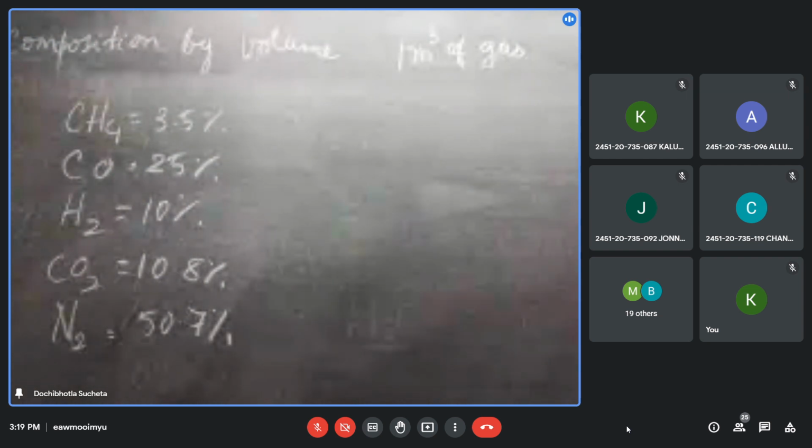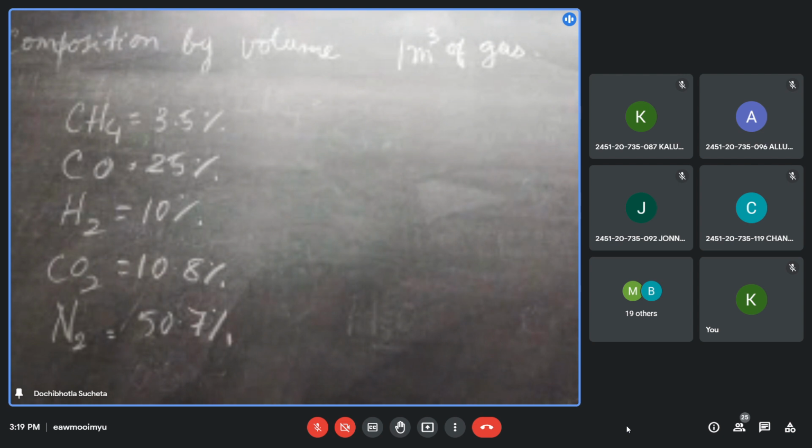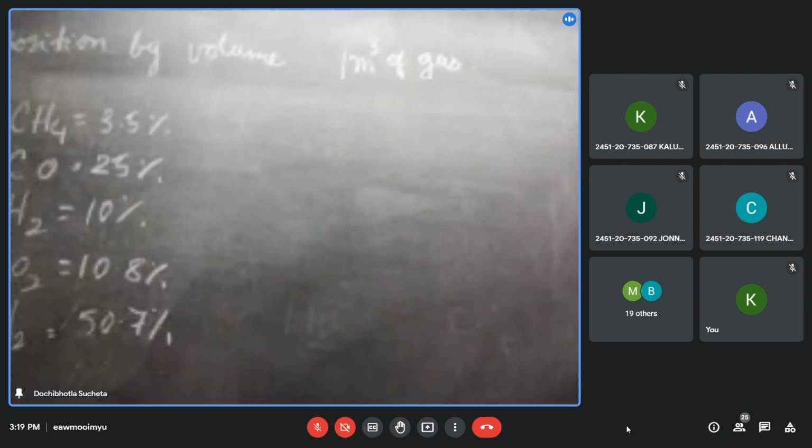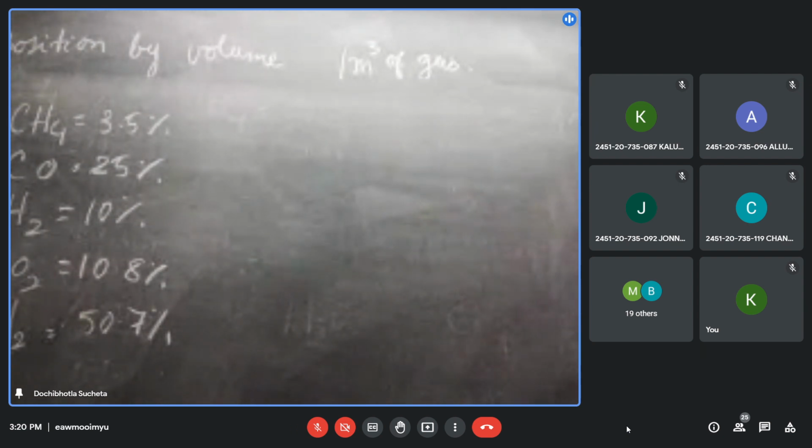Will you consider the amount of oxygen for carbon dioxide and N2? No. You'll stop at methane, carbon monoxide and hydrogen. Okay? Now calculate the answers quickly. You're not following?